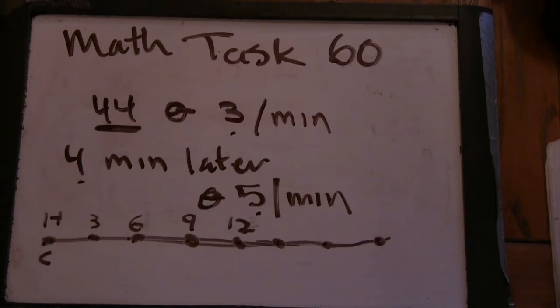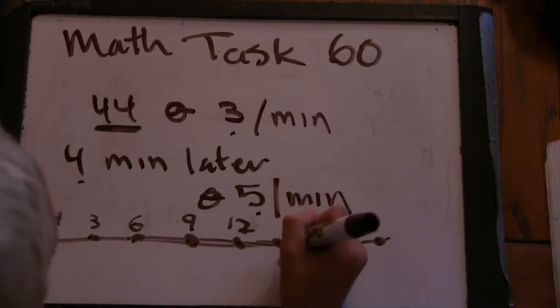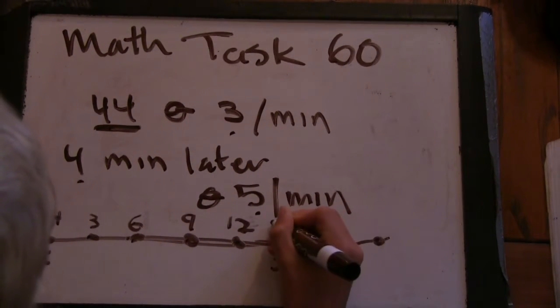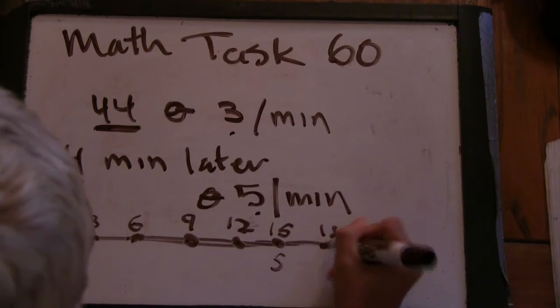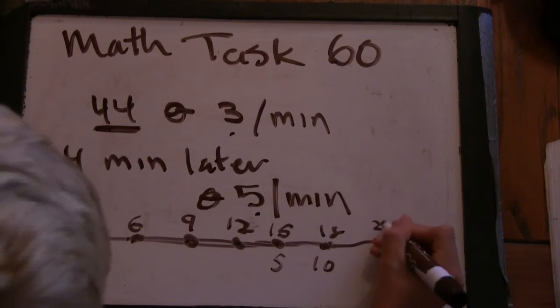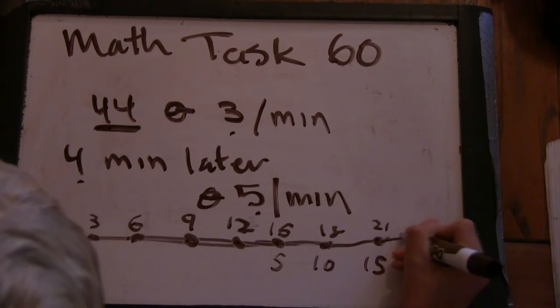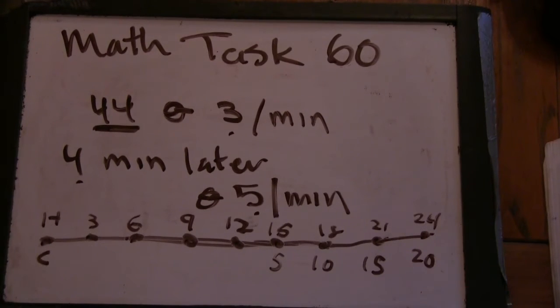Okay. And then Christian joins at the end of the fifth minute. 5, 15, 18, 10, 21, and 15, so we have 36, and then 24, 20 gets us 44. Okay. So Christian has peeled 20 when they finish.